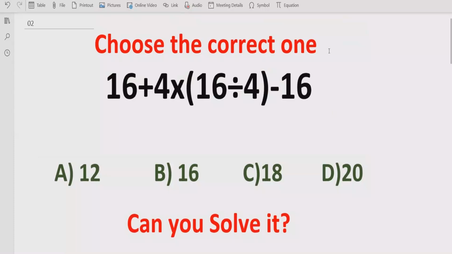Today we will solve another quiz related to an arithmetic expression. The quiz contains the basic operations plus, minus, multiplication and division. We have to solve this quiz using the PEMDAS and BODMAS method and find the correct answer. In the answer list we have four options: A is 12, B is 16, C is 18, and D is 20. So let's see after solving it which answer is correct.